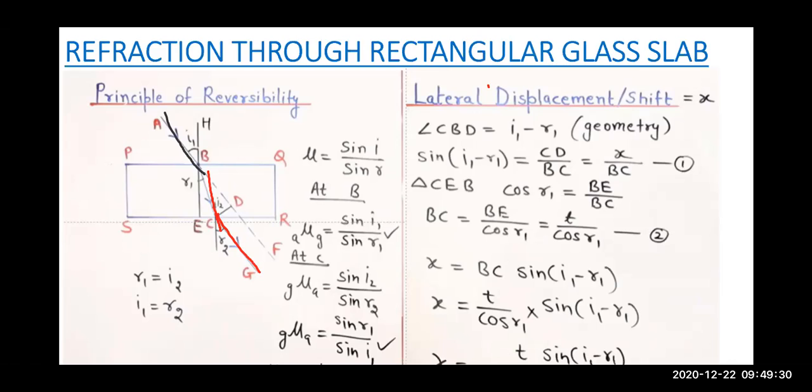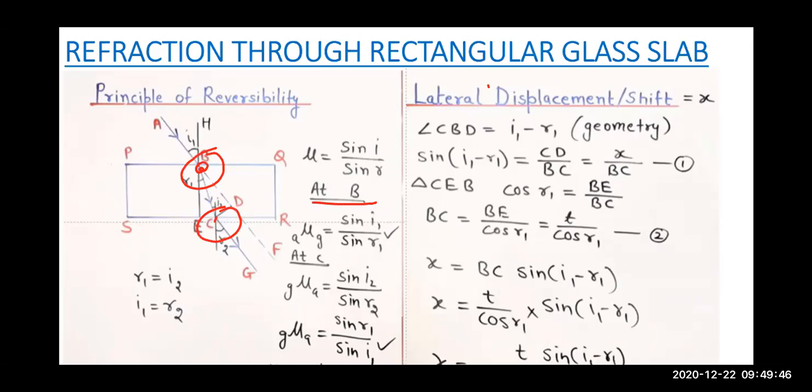Now it's very easy. What do you have to apply? We have to apply Snell's law, right? Snell's law we will apply at which point? At the point of interface. We will apply at point B. We will apply at point C. These are the 2 points where we are going to apply Snell's law, right?